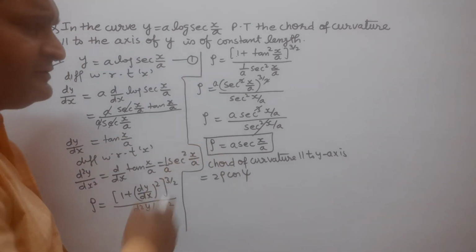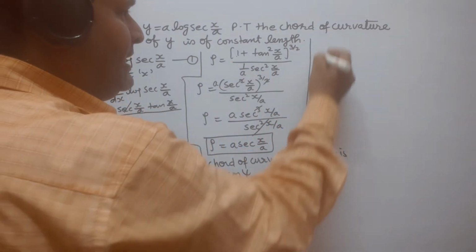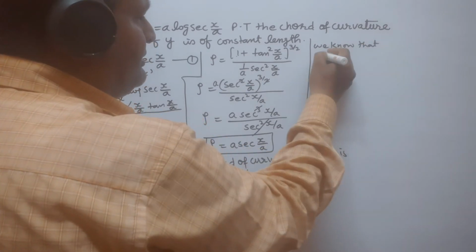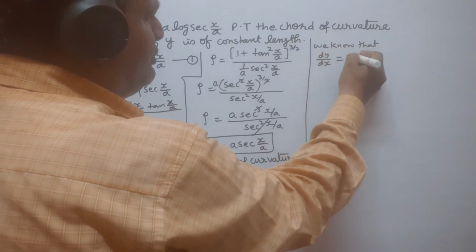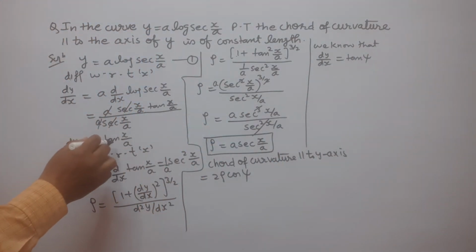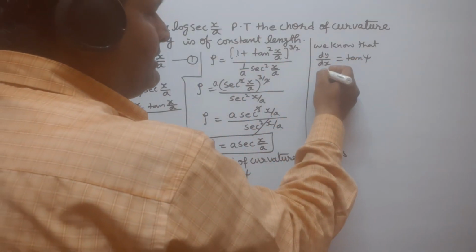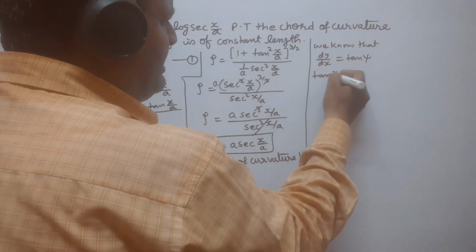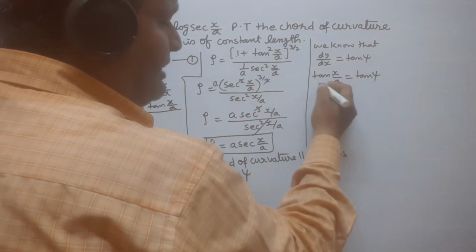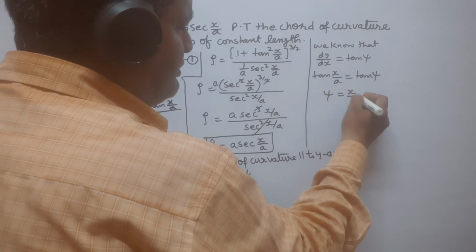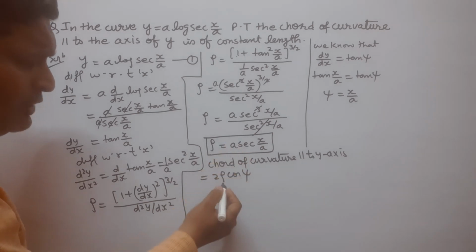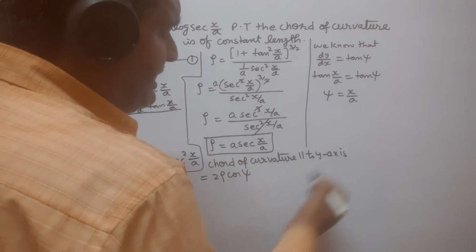Here rho is a sec x upon a. We know that the slope of the tangent, dy by dx, is equal to tan psi. And here dy by dx is tan x by a. So we put tan x by a is equal to tan psi. So from this we find psi is equal to x by a. Now we put the value of psi and the value of rho to get the chord of curvature parallel to y-axis.